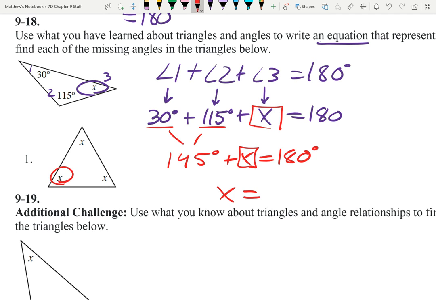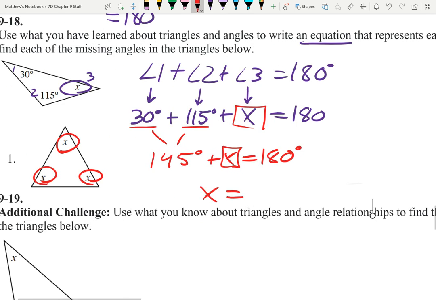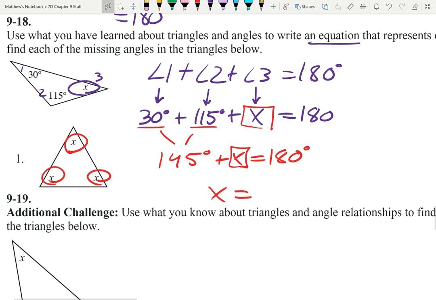This time we have 1, 2, 3 angles that are all labeled x. So if they're all labeled x, then it's safe to assume that they are the same angle. Therefore, I could say I have 3x equals, well, they have to add up to 180, so 180. And there I've set up my problem. Now, how do I get x by itself? Right now it's paired with times 3. So how do I undo the multiplication?